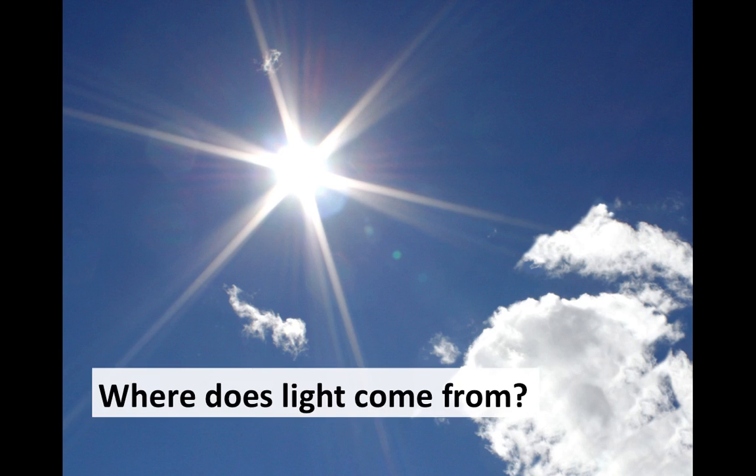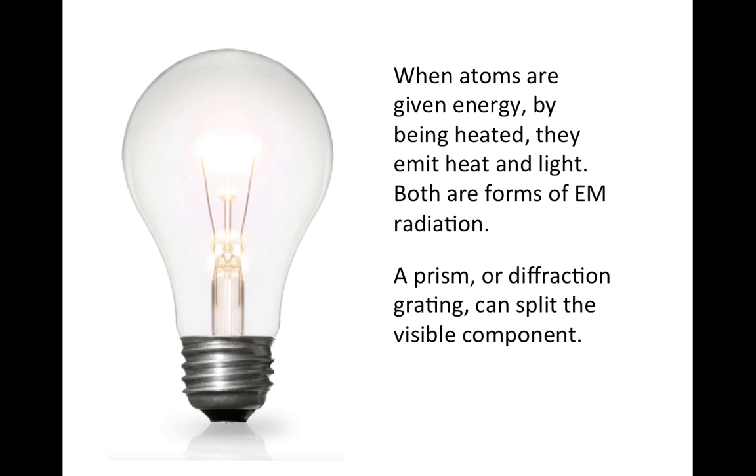We're going to start with a slightly different question: where does light come from? Well, let's give an example. The sun, we just saw, was one example. Another example is a light bulb. Both the sun and the light bulb involve heat. When atoms are given energy by being heated, they emit this heat and light in the form of electromagnetic radiation.